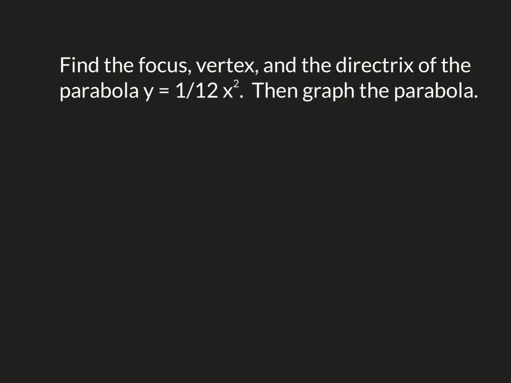All right, here we go. Find the vertex, focus, and the directrix of the parabola y equals 1/12 x squared, then graph the parabola. Now, first thing I notice is the 12 at the top. That's my 4P, but it's on the wrong side. Remember, 4P needs to be on the side that is not squared. That was on the last slide. So first I'm going to multiply both sides by 12. If I do that, I get 12y equals x squared. All right, good to go there.